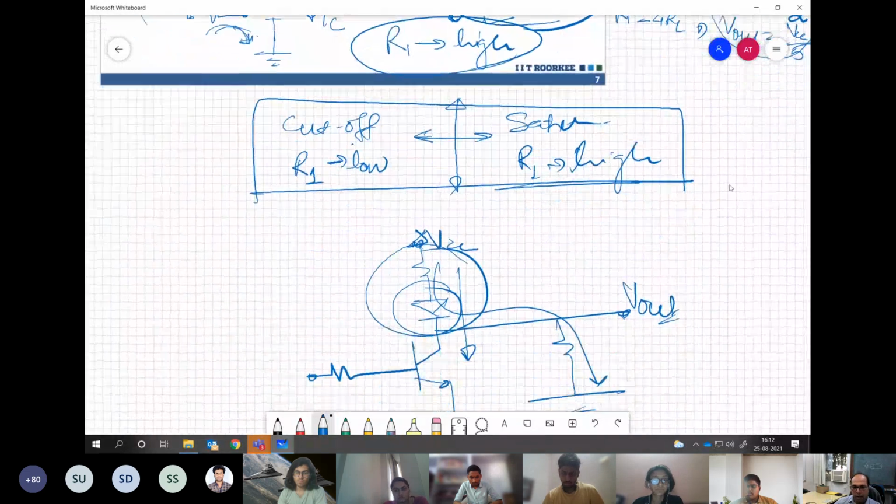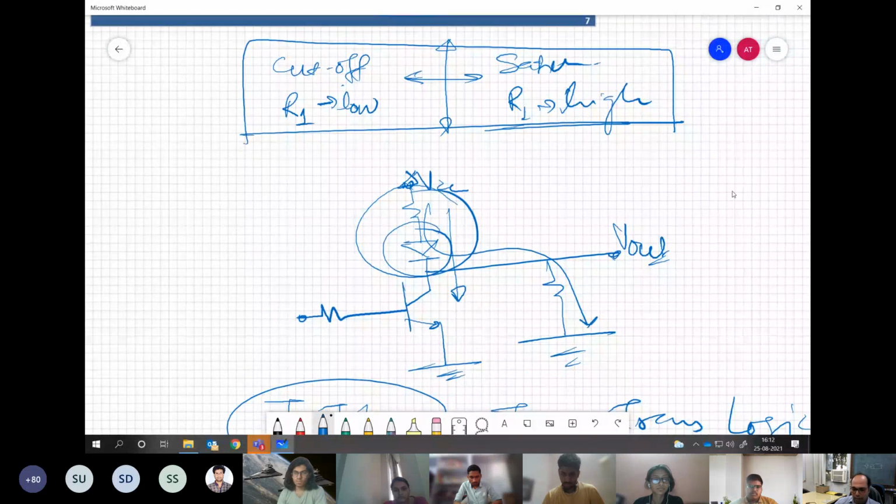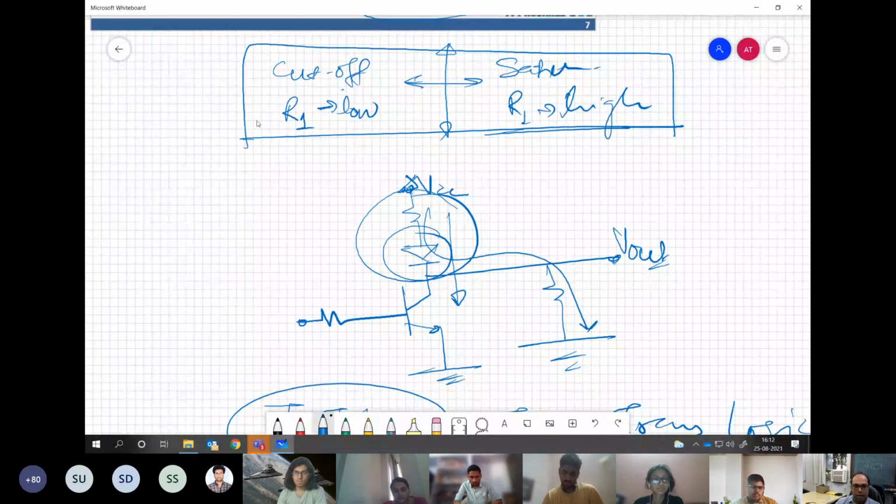And we are finding a contradiction in the requirement for R1, the collector resistance, in the cutoff and saturation modes. These two are demanding different values of R1. The cutoff mode is saying that R1 should be low, whereas the saturation mode is saying that R1 should be high. So they have different requirements.